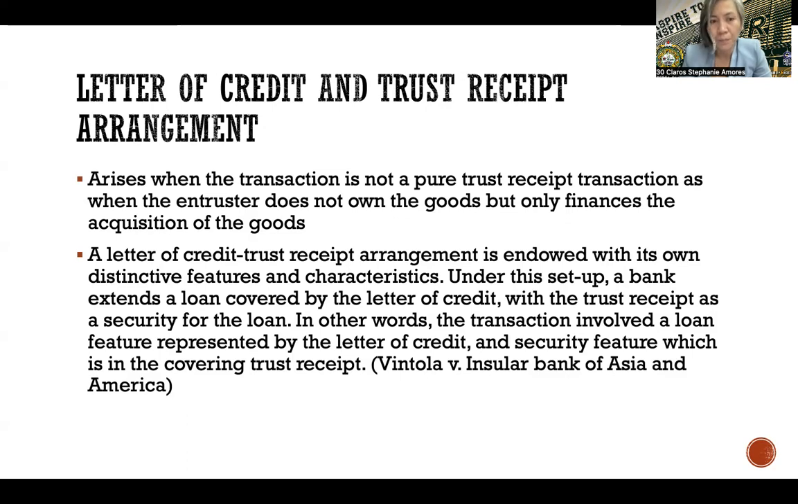And under this setup, the bank will extend a loan, and this loan is covered by an LC. So pwede mo draw upon the LC. And the trust receipt is executed as security for the loan. So when a transaction involves a loan feature represented by the LC, well, the security feature is covered by the trust receipt. Then we have an LC-TR arrangement. So read the case of Vintola versus Insular Bank of Asia and America. Okay, this is the illustrative case for this kind of arrangement.